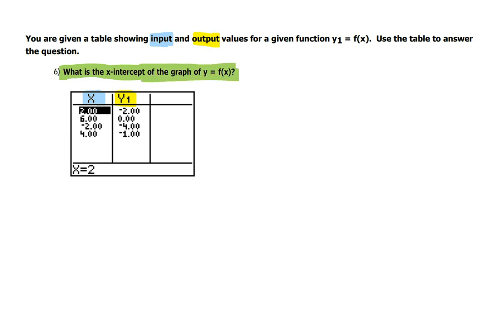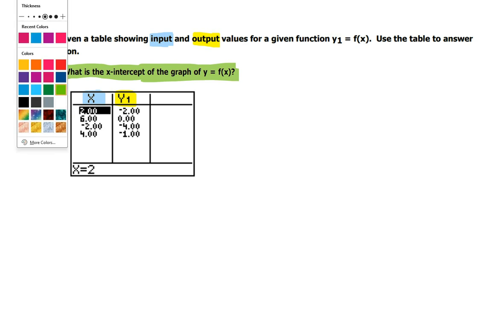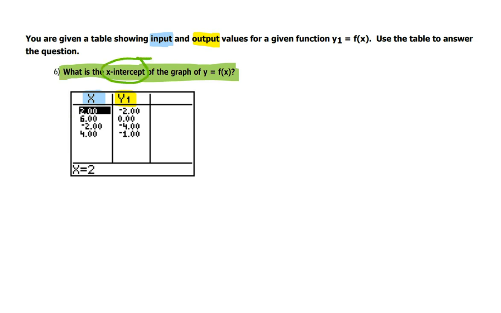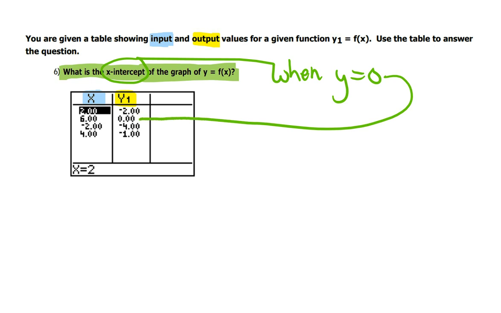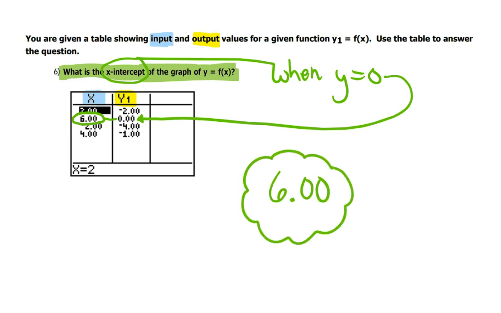The x-intercept, let me switch to a green pen. Remember that the x-intercept is when the y is equal to 0. It's the same. The x-intercept is the 0 of the function. So when I look for the y that's 0, it's this one right here. But what I need to see is the x-coordinate, which is the 6. So the answer is the 6.00. That's my answer. You can just say 6, but that's what it looked like in the table, so I went with it.